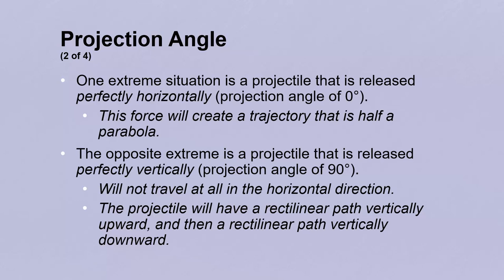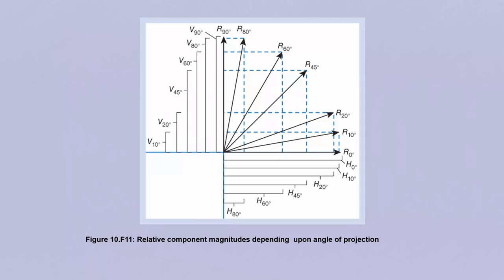So taking a look at two extremes, as I mentioned earlier, if an object is thrown perfectly horizontally, in which the projection angle is 0 degrees, the force will create a trajectory that is half a parabola. It's basically a semi-parabola, if you will. Look at the opposite extreme. If that same projectile is thrown straight up, perfectly vertical, a projection angle of 90 degrees, it will not travel at all in the horizontal direction, so therefore it creates a vertical path that is now governed by 9.81 meters per second squared, correct? So here's a nice illustration of what I was just talking about.